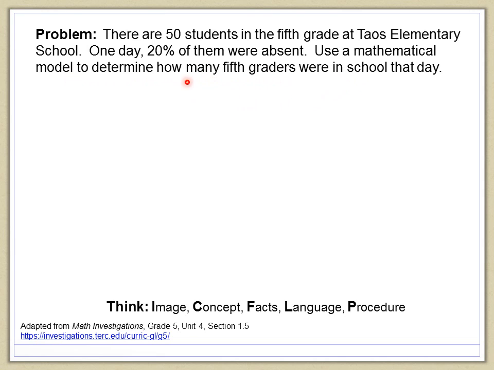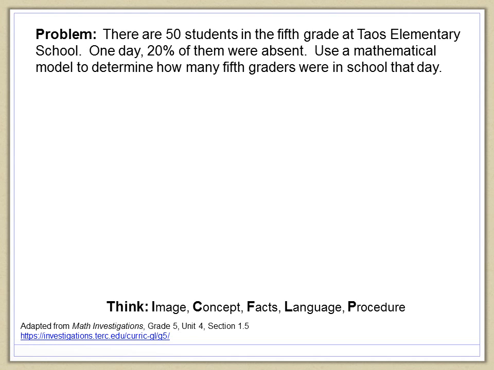So a few things to notice. We're using a whole number of students to make things simpler as we start off. We're using a percentage that's easily converted to a fraction. I'll call it a benchmark percentage. And the other thing to note is that the question asks how many students were in school that day. Well, the information that's given is the number of students that were absent. So there's kind of a hidden operation that the students need to understand and identify.